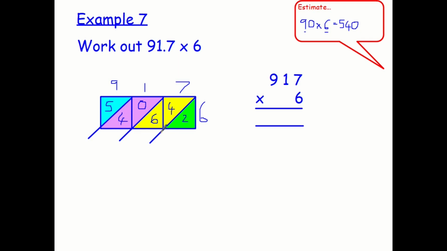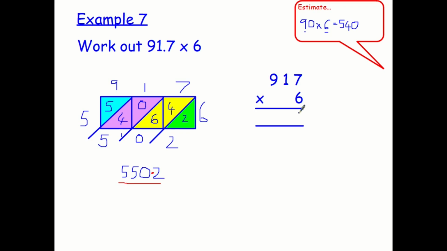Add along your diagonals, add along the greens, it's 2. Add along the yellows makes 10. Add along the purples, 0 plus 4 plus 1, don't forget that 1 there, is 5. And add along the blues is just 5. So the digits of your answer are 5, 5, 0, 2. My estimate was 540, so I reckon my decimal point's going to go there. 550.2.